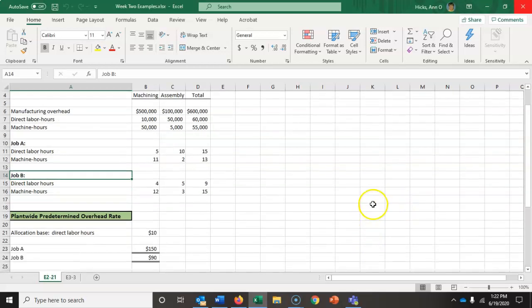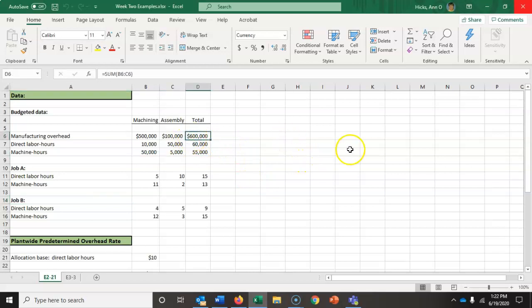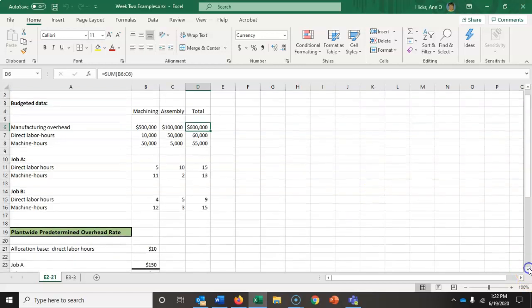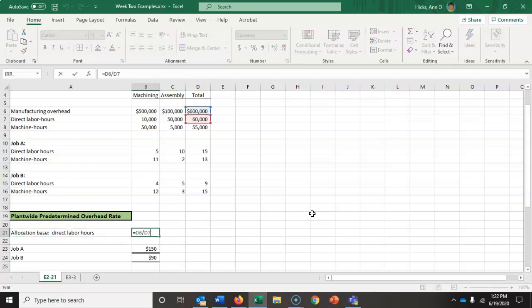Okay, if we're using a plant-wide predetermined overhead rate, then we're going to take the grand total of the $600,000 in overhead and divide it by our allocation base. In this example, I've assumed that our allocation base is direct labor hours. So in this cell, I've taken the $600,000 in total manufacturing overhead, divided it by the $60,000 total direct labor hours, and have come up with a predetermined overhead rate of $10 per direct labor hour.